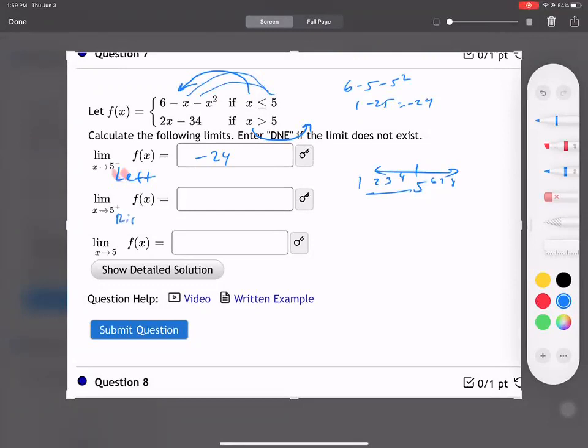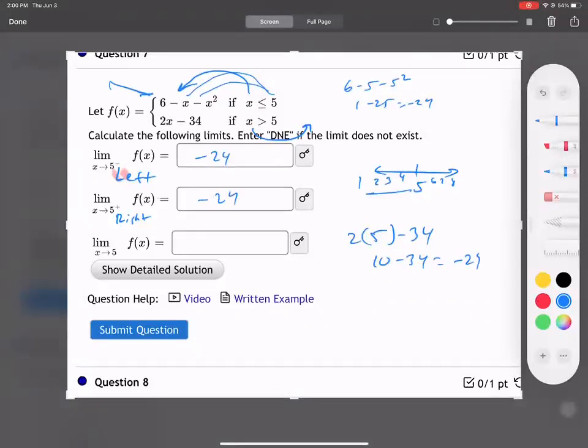You see a plus sign here? That's the right side. Now, instead of using the same equation, we use the second equation, because that only exists on the right side. Let's go ahead and plug in the 5. 2 times 5 minus 34 is 10 minus 34, which is negative 24.